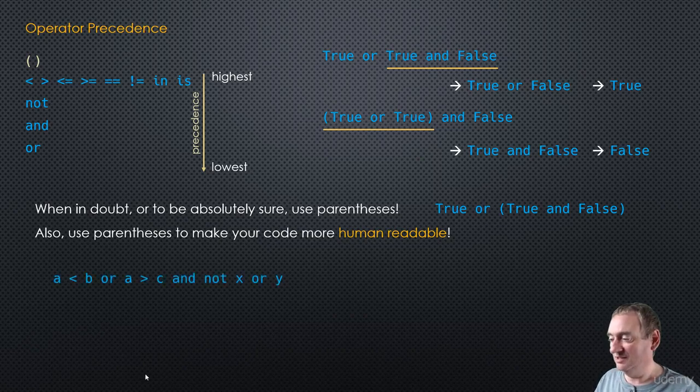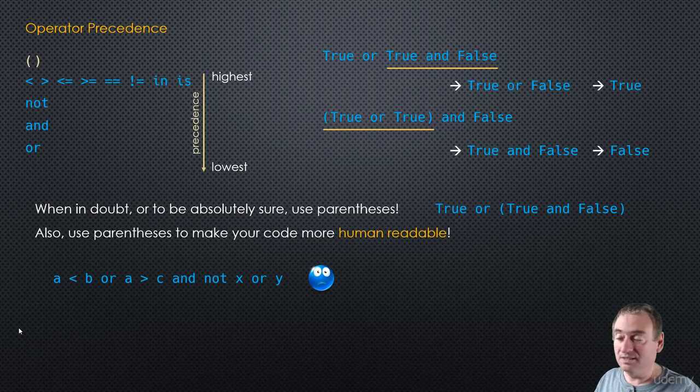For example, look at this expression here: A less than B or A greater than C and not X or Y. I'm sure you're scratching your head thinking, what is this thing doing? And you know what? So is Bob. Bob's really confused. It's like, what's going on? And of course, we want to make sure Bob's not confused. So let's take a look.